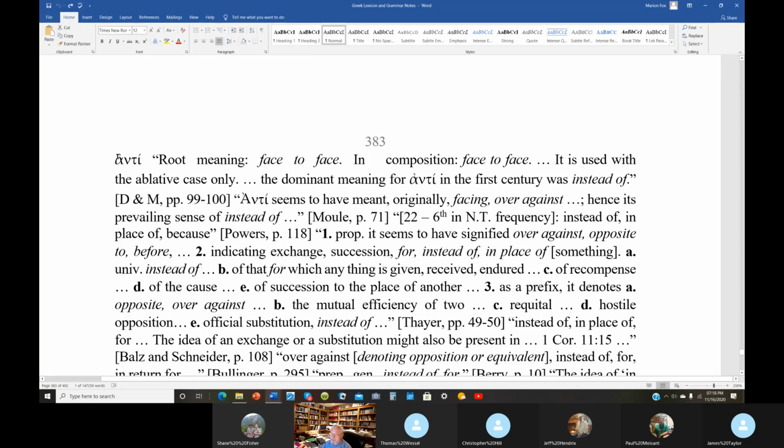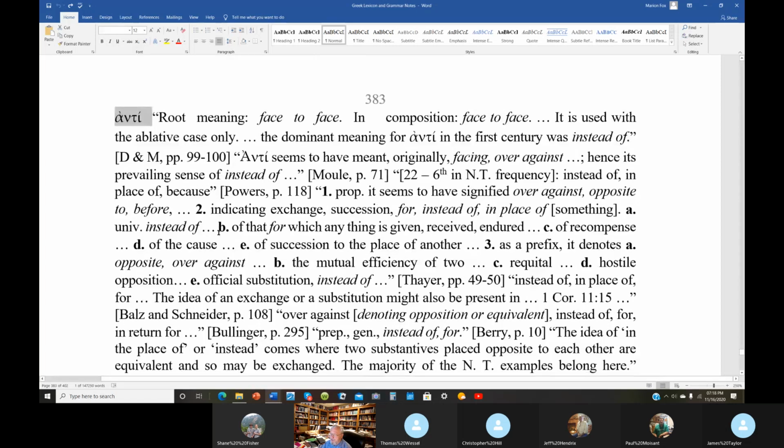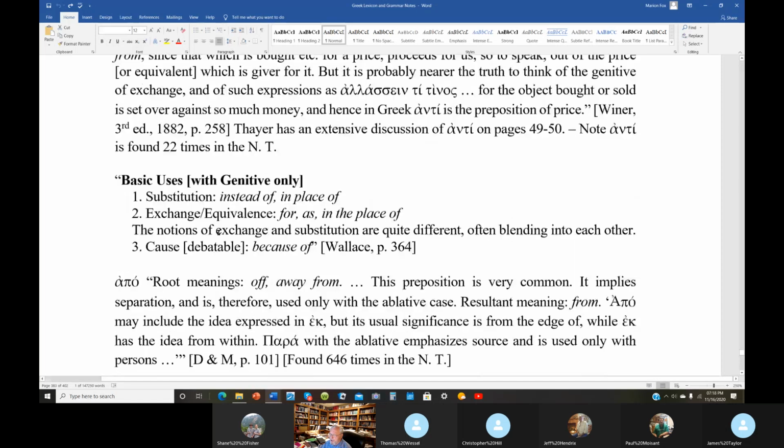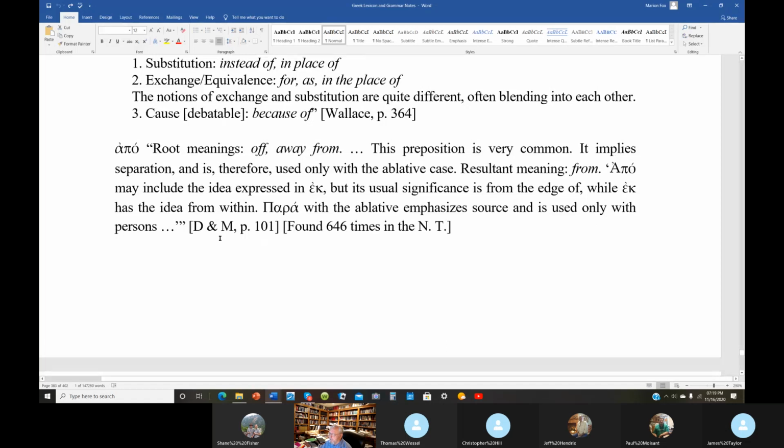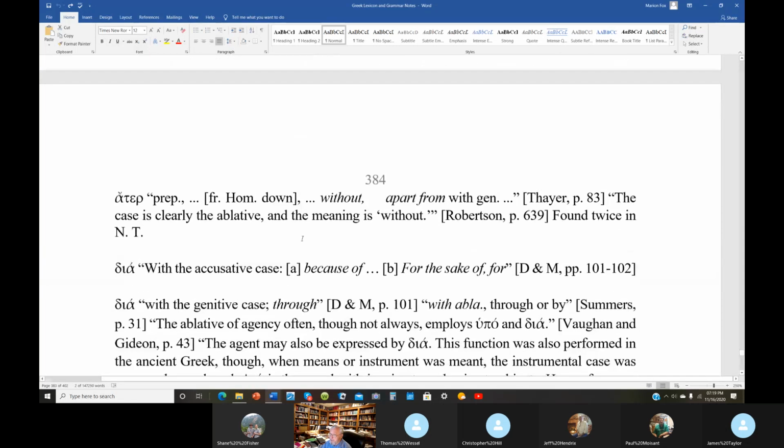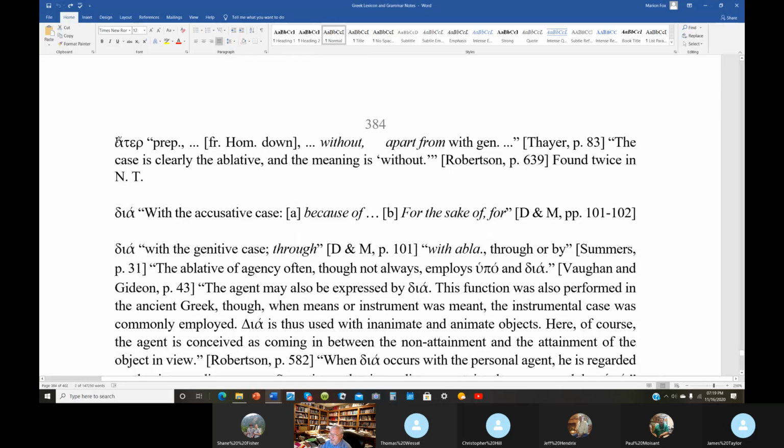Anti, the reason I have a bunch of quotes on it is that it becomes very important in 1 Corinthians 11 and the women wearing a head covering. Okay, apo only goes with the ablative. It's found 646 times. It's pretty important if it's found that much in the New Testament. All right, ater is only found twice. And it goes with the genitive according to Thayer. But again, with Thayer it could be ablative. And of course, Robertson tells us it's ablative.